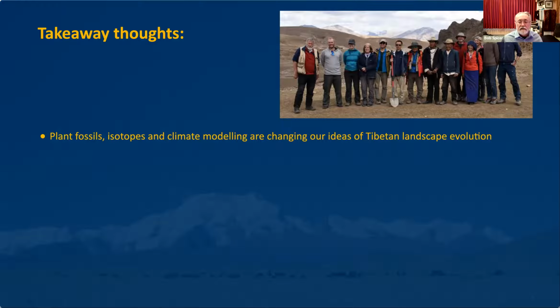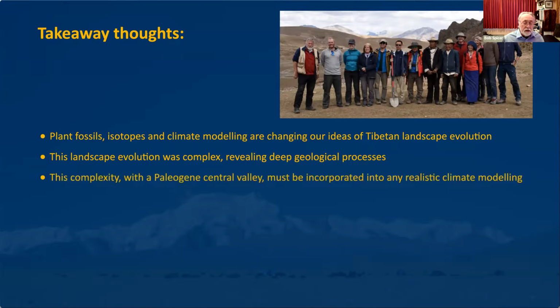And this evolution was very complex, revealing deep geological processes, which include thermal delamination, but not uniformly across the whole plateau. This complexity, with a Paleogene Central Valley, has got to be incorporated into any climate modeling that we do, and climate modeling and proxies have got to be looked at iteratively to try and improve both, and our understanding of past landscapes. So this iteration is pretty fundamental if we want to try and understand monsoon dynamics through time.